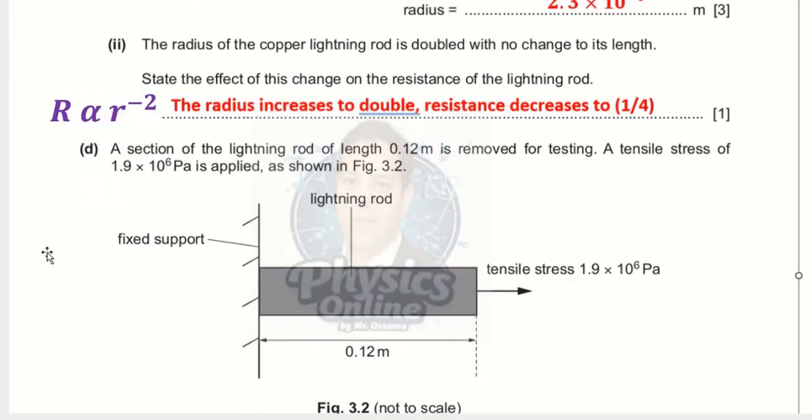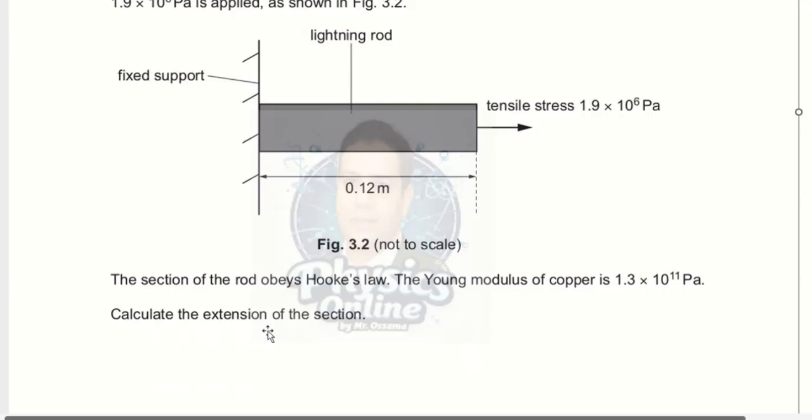A section of the lightning rod of length 0.12 meter is removed for testing. A tensile stress of 1.9 times 10 power 6 pascal is applied, as shown in figure 3.2. The section of the rod obeys Hooke's law. The Young modulus of copper is 1.3 times 10 power 11 pascal. Calculate the extension of the section.